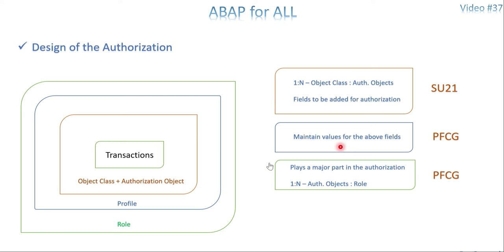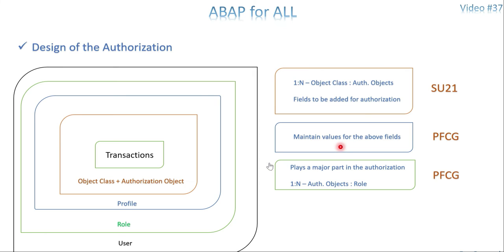And the final layer is user. After the role, you have the user. You can go bottom up: a user has a role, and a role has a profile as well as your authorization object. Both are almost the same, because we are doing it with a single transaction. It has an authorization object.